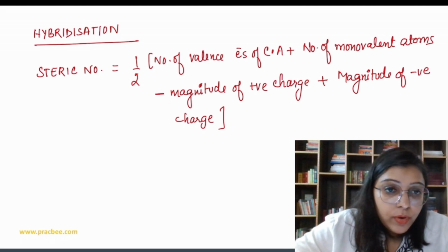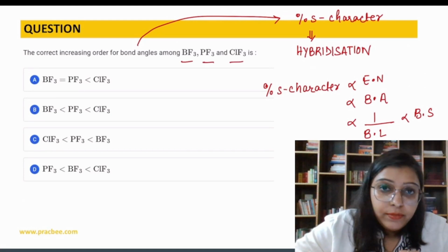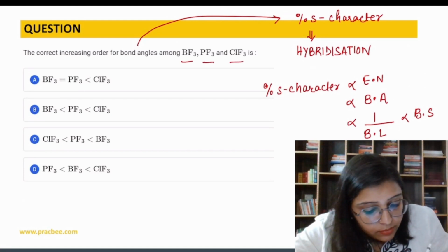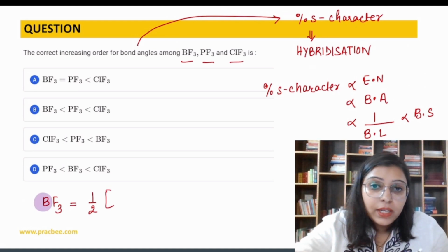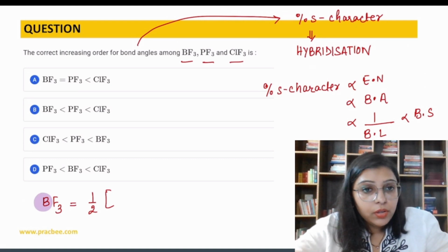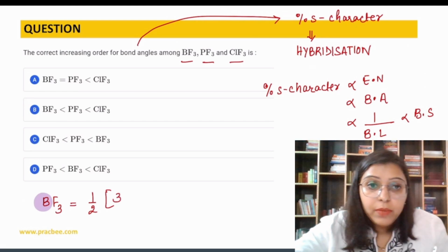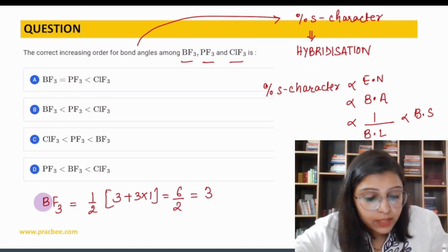So let's use this formula in order to calculate the steric number of the given compounds. So we have BF3, PF3 and ClF3. Let's find out the BF3 steric number. The central atom over here is boron, so what are the valence electrons? How many valence electrons are there in boron? Boron's atomic number is 5, so we have 3. Fluorine is monovalent, because the valency of fluorine is 1. So we get plus 3 into 1. Total 6 by 2, steric number is 3.